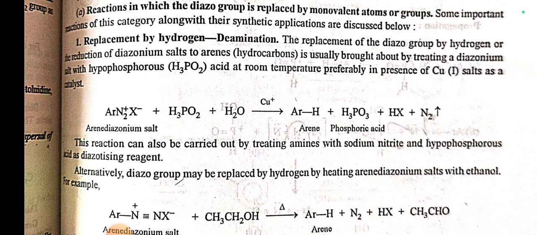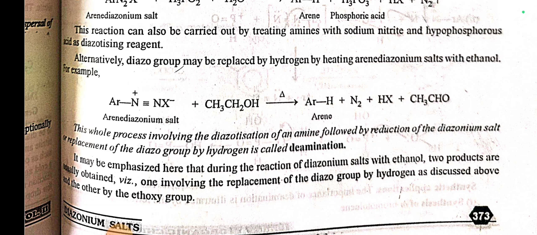Arene diazonium salt, Ar N2+ X-, plus H3PO2 plus H2O in presence of Cu+ gives ArH (arene) plus H3PO3 (phosphorous acid) plus HX plus N2. This reaction can also be carried out by treating amine with sodium nitrite and hypophosphorous acid as diazotizing reagent. Alternatively, the diazo group may be replaced by hydrogen by heating arene diazonium salt with ethanol. For example, arene diazonium salt plus CH3CH2OH on heating gives ArH (arene) plus N2 plus HX plus CH3CHO.